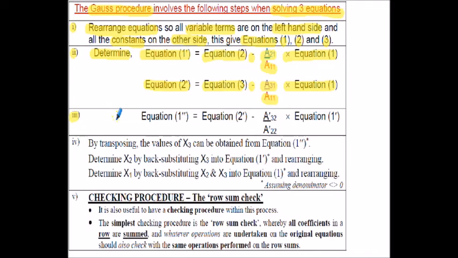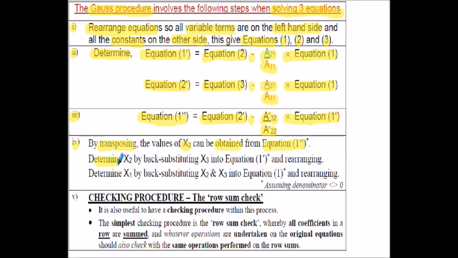In step 3 we're going to find equation 1 double dash, and that's equal to equation 2 dash minus the coefficient a dash 32 divided by the coefficient a dash 22. We multiply that by equation 1 dash. Step 4. So by transposing now, the value of x3 can be obtained from equation 1 double dash, that's a pivotal equation.